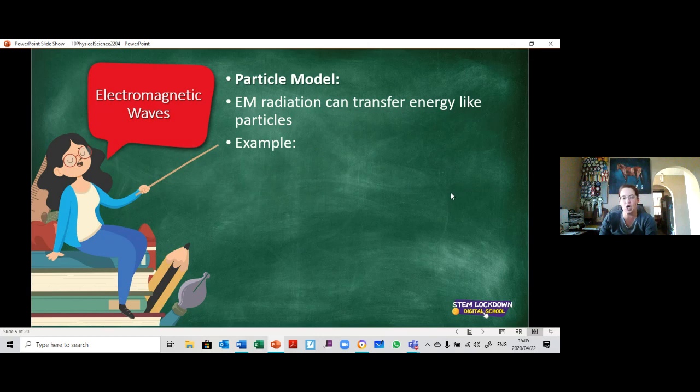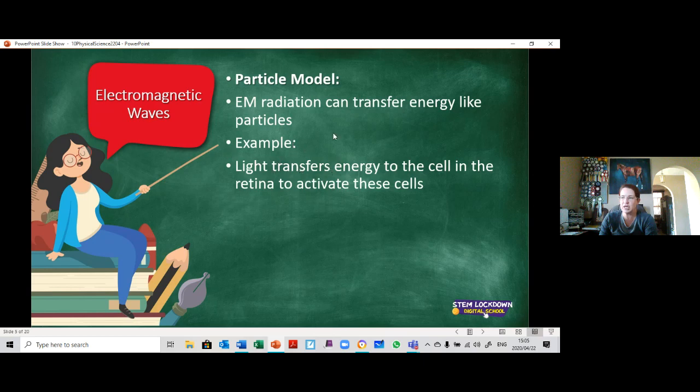We're going to use another example of the eye. The energy that light transfers activates the cells in the back of your eye, on the retina, that help you to see. So not only is it important that electromagnetic waves can be bent so that you can see a nice picture on your retina, but it is also important that they transfer energy to activate the cells that form the picture. Now I've given you two models that we use to explain electromagnetic waves.